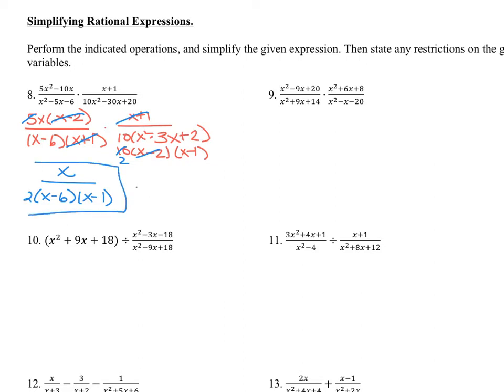So now if I state restrictions, in my answer, x can't equal 6 and x can't equal 1. Now if I come up a step to look at what I crossed out, here I crossed out x minus 2, so x can't equal 2. And if I look over here at what I crossed out, x can't equal negative 1. So I'm going to do plus or minus 1, and then I've got to include 2 as well.